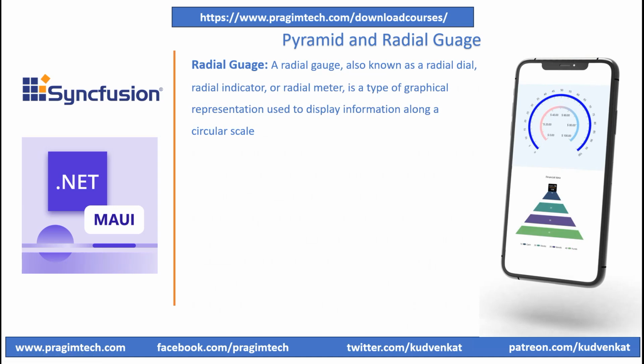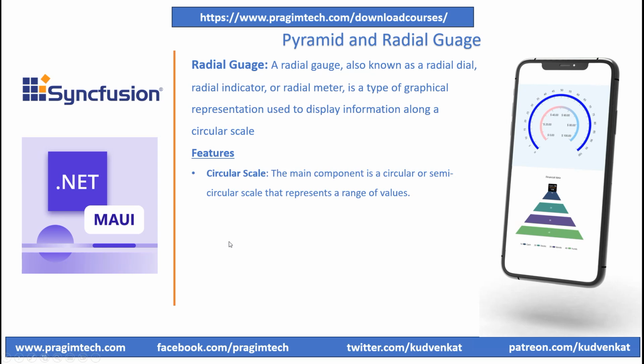A radial gauge, also known as a radial dial, radial indicator, or radial meter, is a type of graphical representation used to display information along a circular scale. It is often employed to visualize data points or measurements in a circle or semicircular format. Radial gauges are commonly used in dashboards, instrumentation, and data visualization applications.